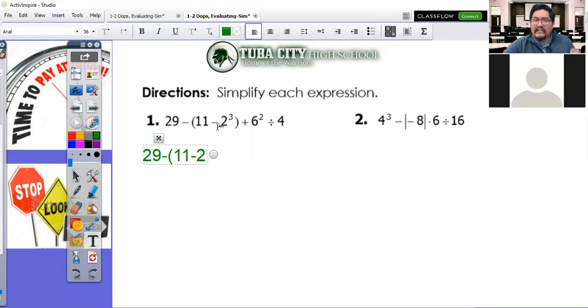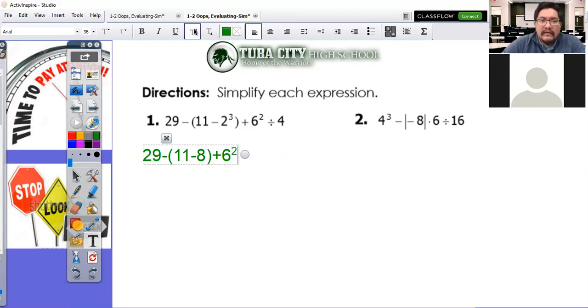So let's take care of the exponent because that would normally go before just about anything else. So exponent, so let's see, that is 2 to the 3rd power, which is 6, right? No. Don't forget, an exponent doesn't mean multiply. It means multiply by itself that many times. So 2 times 2 times 2. 2 times 2 is 4. 4 times 2 is 8. So the actual next step in this would be 8.